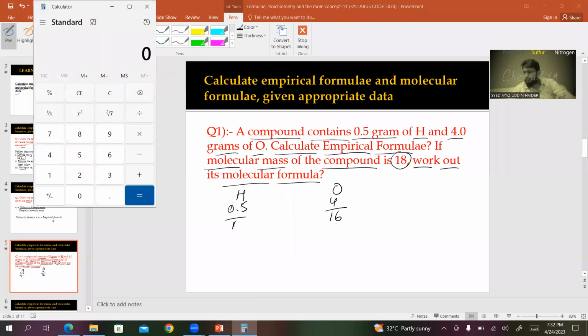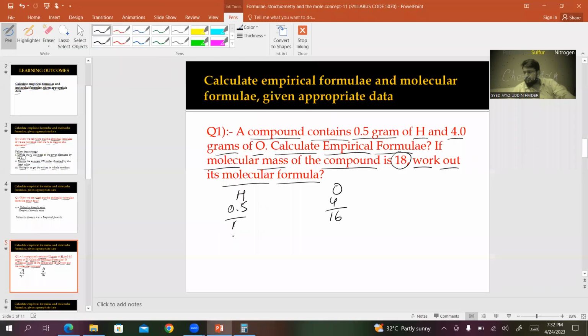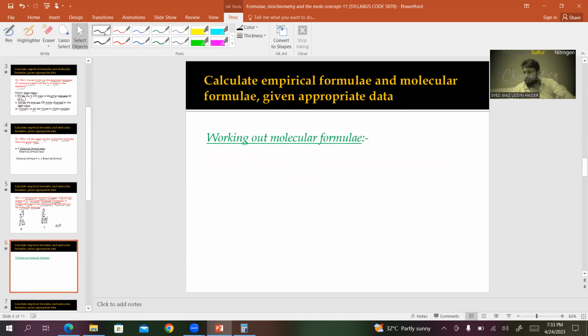Now dividing these values, what will we get? For hydrogen, we'll get 0.5. For oxygen, we will get 0.25. 0.25 is the smaller number, so we'll divide both the values by 0.25. For hydrogen, we'll get 2. Oxygen will get 1. So the empirical formula will be H2O. I'm writing the empirical formula here on top. This is the empirical formula.